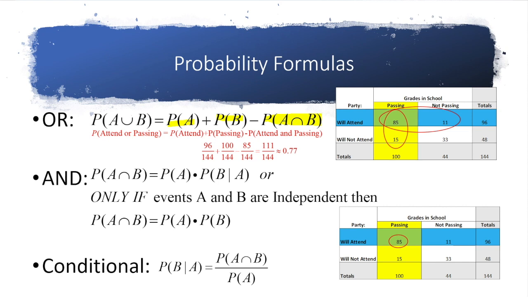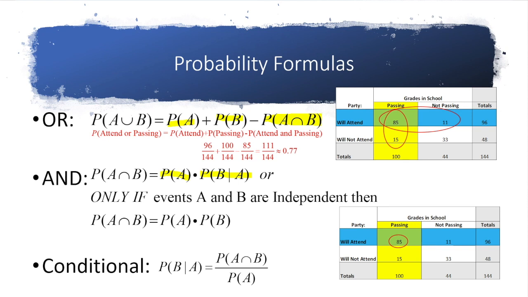Similarly, if we refer to the example we did before with the AND problem, we're saying that we're taking the probability of A and multiplying it by the probability of B, the second event, given that the first event has already happened. So we have to use our conditional probability here.